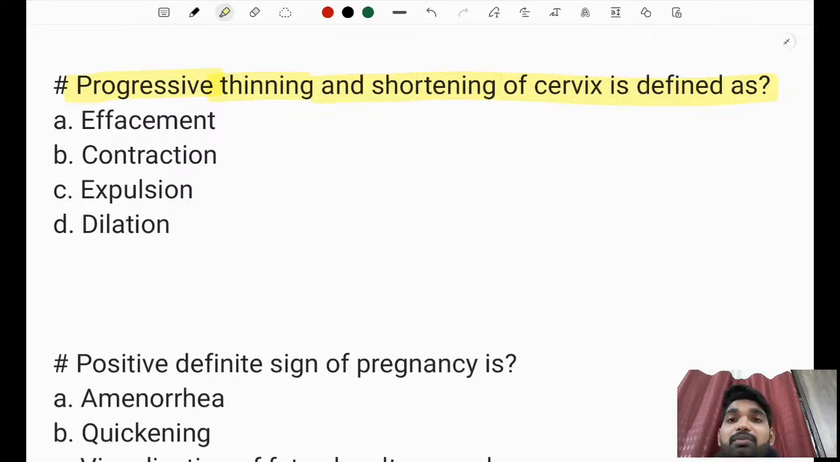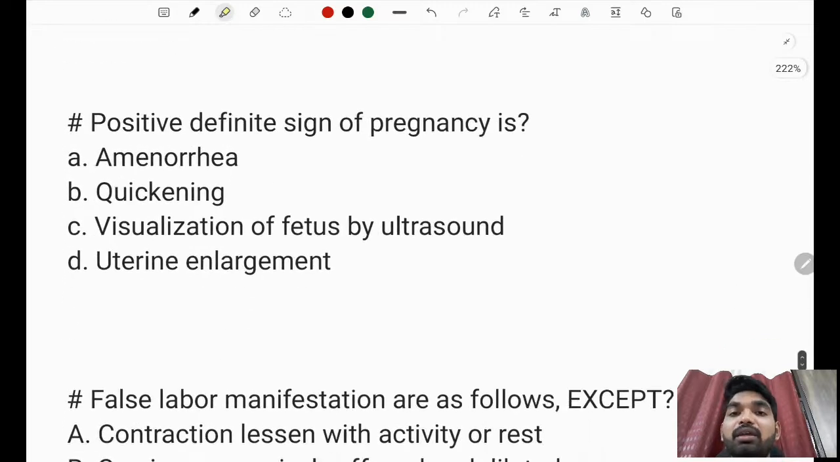Yes. Okay, now tell me, progressive thinning and shortening of the cervix is defined as... Option A, most of you are right. This is a very basic question. Progressive thinning or shortening of the cervix is called cervical effacement. Right. Now answer this question.